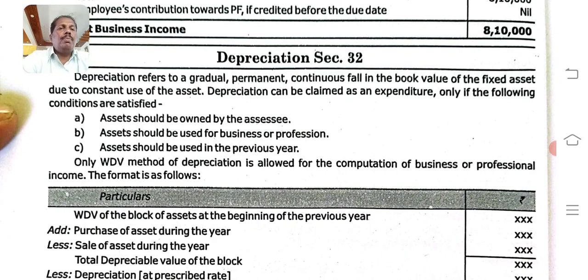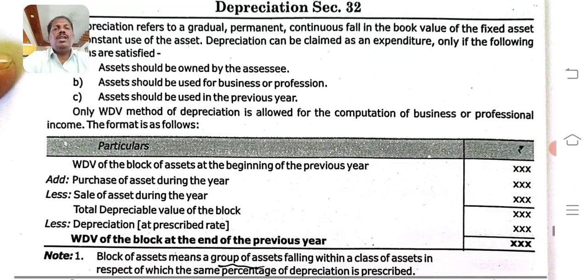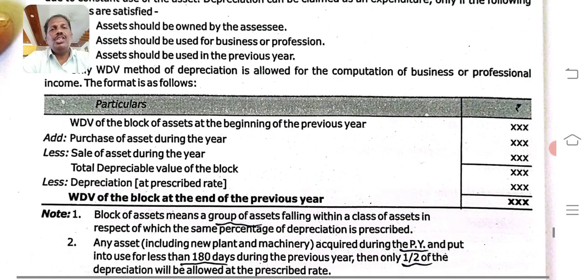Assets should be owned by the assessee. Assets should be used for business or profession. Assets should be used in the previous year. Which method is followed? WDV, written down value method of depreciation, is allowed for the computation of business or professional income. This is the format.